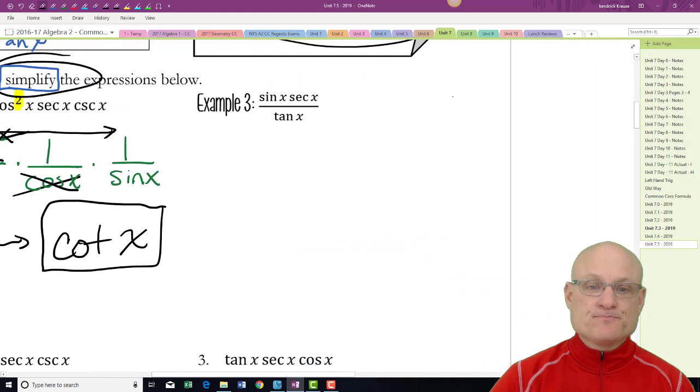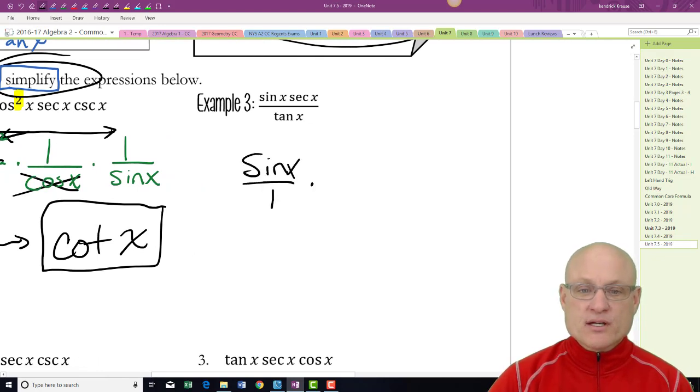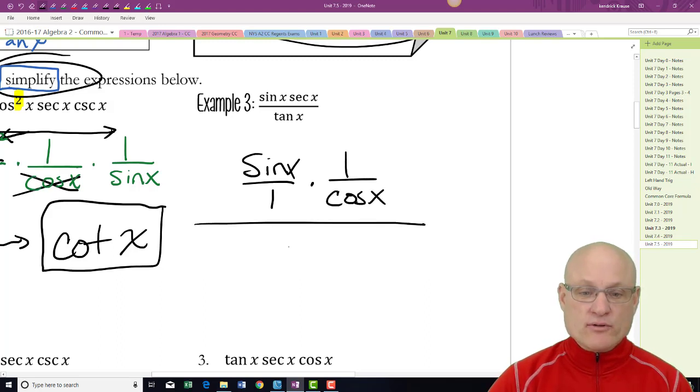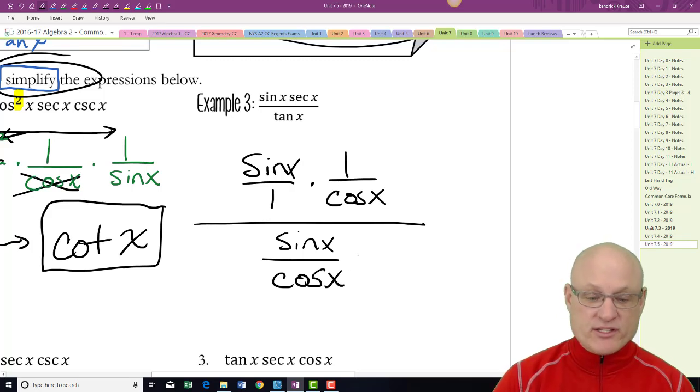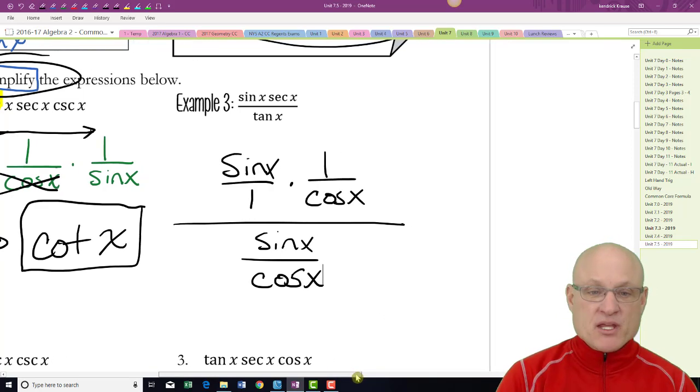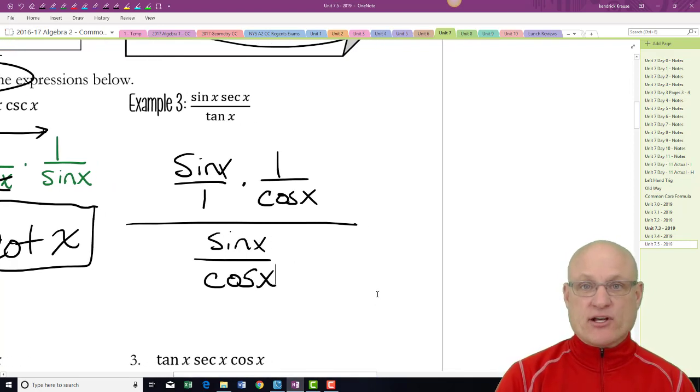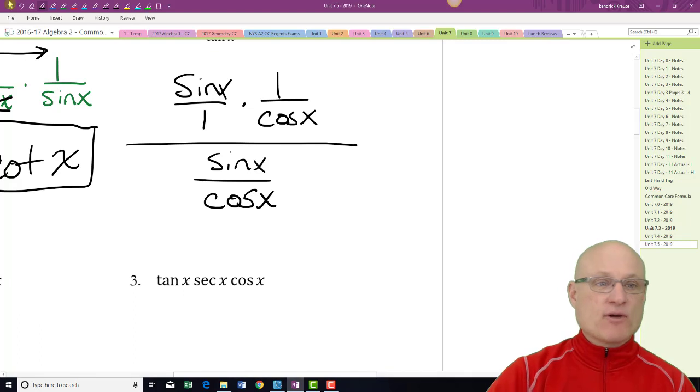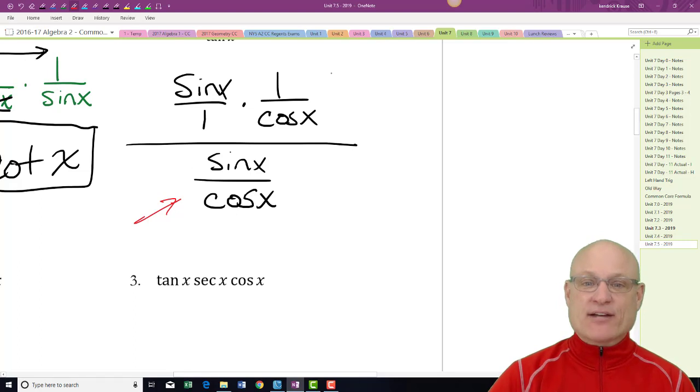So here's how we're going to do this one. We're going to do sine of x over 1 times 1 over cosine of x, all over sine of x over cosine of x. Now I don't need to do this. There's almost always a different way to do these problems. But I want to show you something. Notice how in the denominator we're dividing by a fraction, correct? Dividing by a fraction is the same as multiplying by the reciprocal.